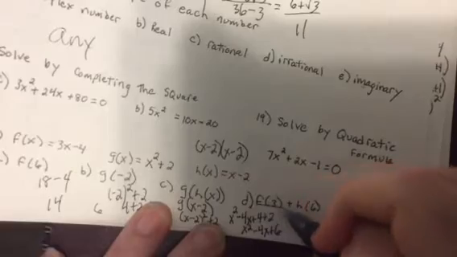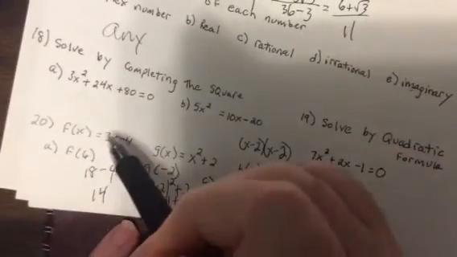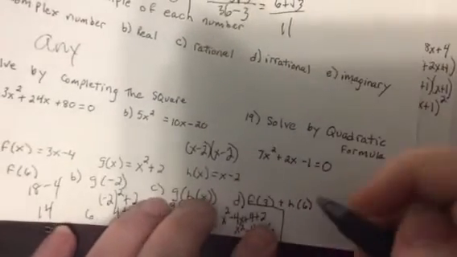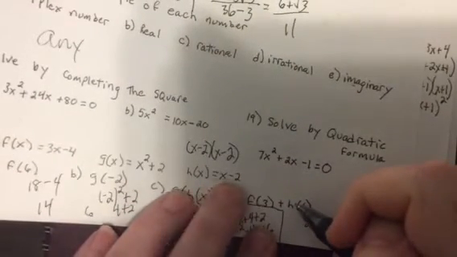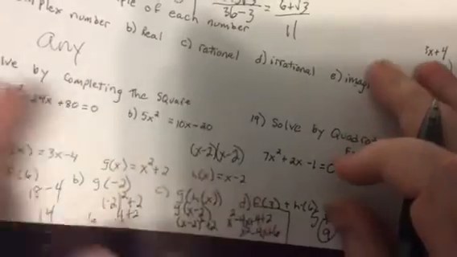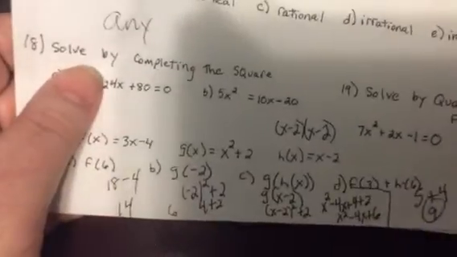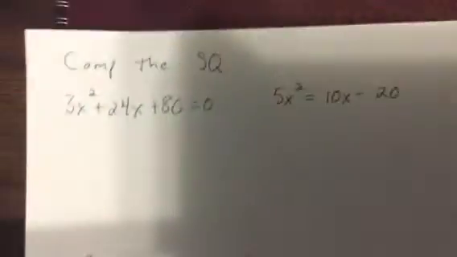Neat problem. Then this one, you find f of 3. 3 times 3 is 9, minus 4 is 5, plus h of 6, which is just 6 minus 2, which is 4. Okay, do you have all that? Let me slow motion. Okay, good. I wrote the other 3 problems on a separate piece of paper just so it's easier to see.